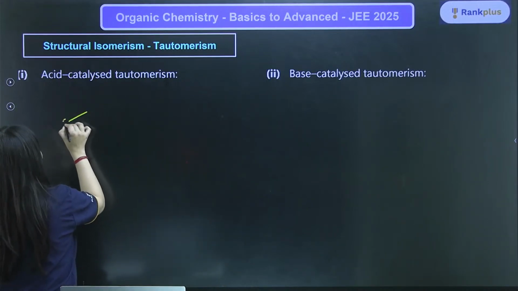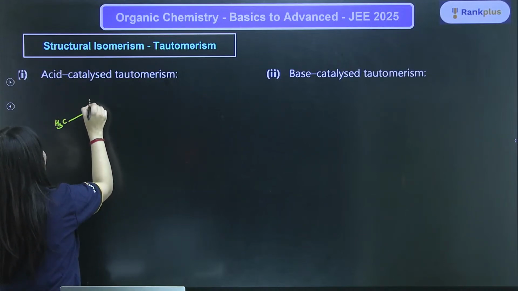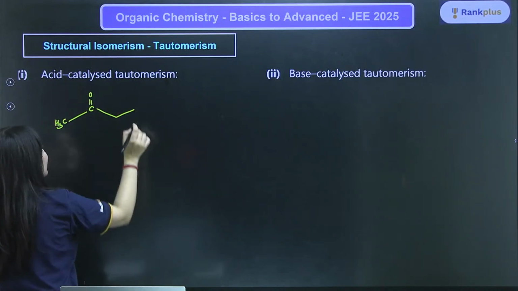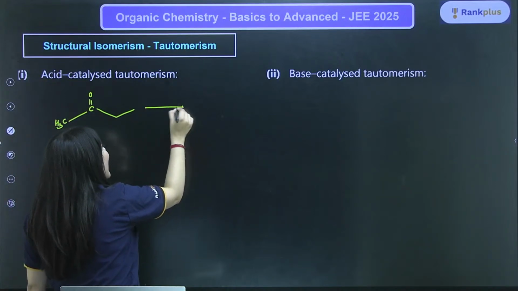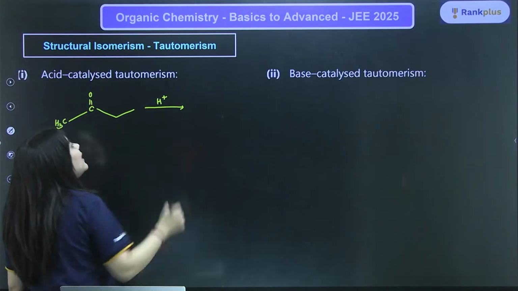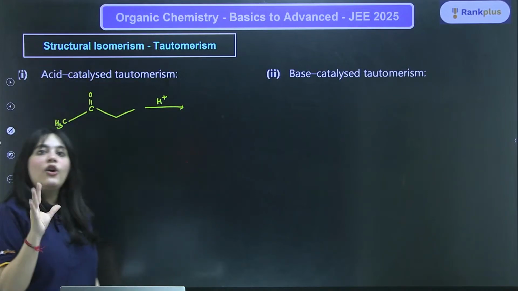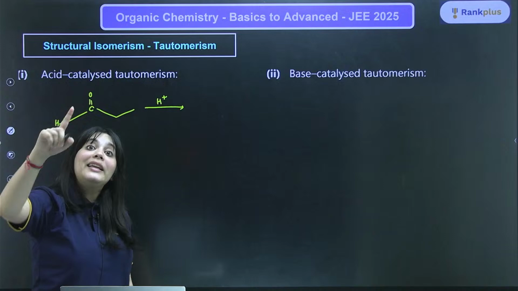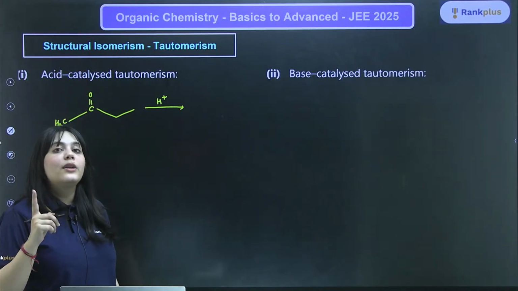For example, I have taken a ketone over here, and we are first of all doing the acid catalyzed tautomerism. Let us take this ketone. Acid catalyzed means I have taken this ketone in acidic medium. Now you will answer this question. I will not do anything. Your mind will keep track of each and everything, and you will understand what I am trying to do.